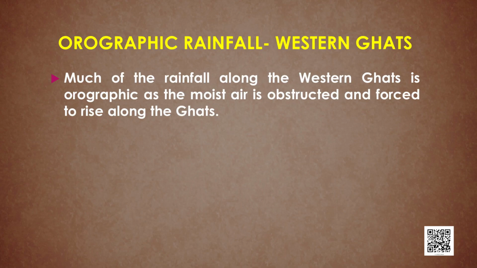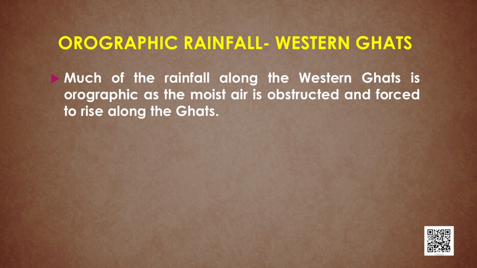Now, when the branch of the Arabian Sea strikes against the Western Ghats, much of the rainfall along the Western Ghats is orographic. Orographic means mountain rainfall or relief rainfall, and the Western Ghats, due to their high altitude, receive orographic rainfall.